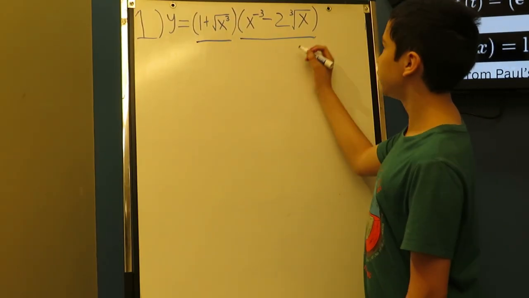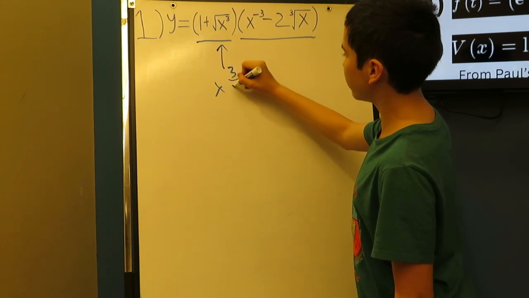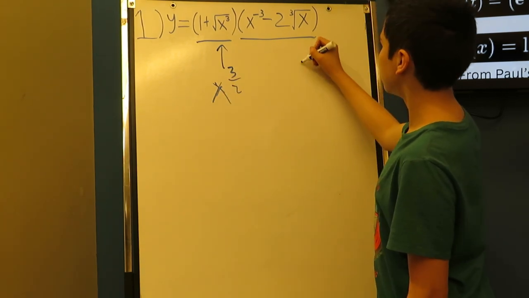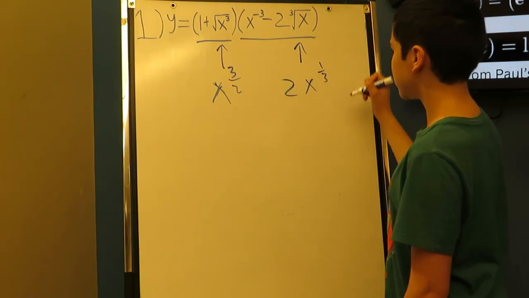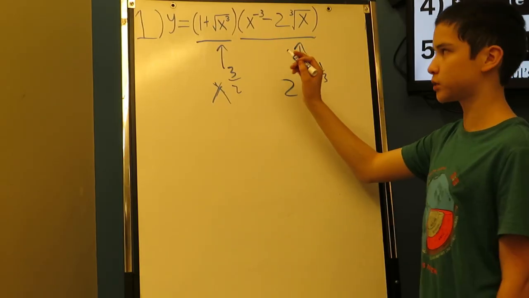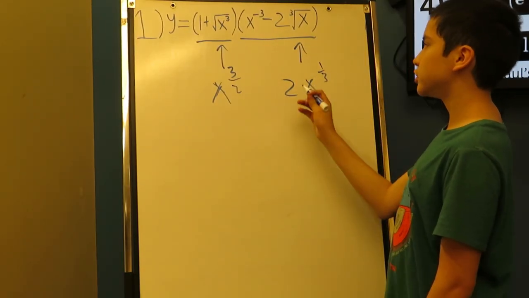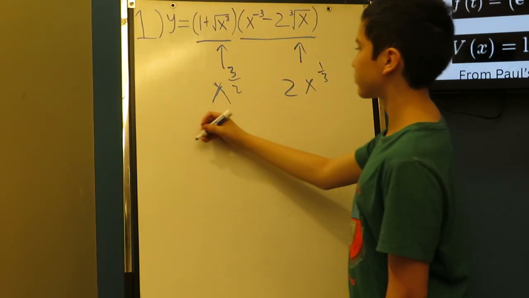So if we re-express these two, we have x to the 3/2 power and 2 times x to the 1/3 power. So now it's clear that we can just use the product rule to find the derivative of each of the two expressions. Using the product rule, we take the derivative of this one and multiply by the original term for here.